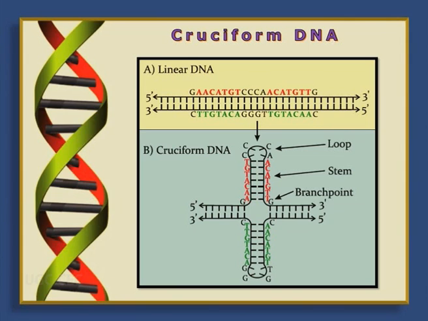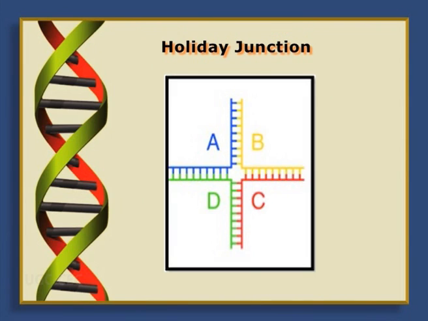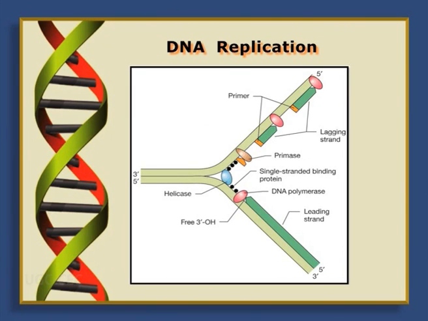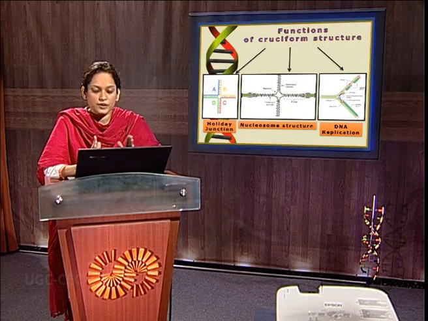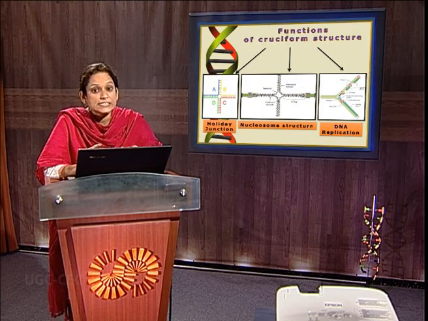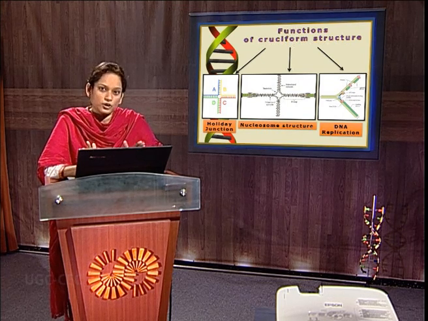Now, what is the function of this cruciform structure? The cruciform structure is recognized by proteins. These proteins play a very important role during DNA recombination, in the formation of nucleosomes, and during DNA replication and repair. So, the cruciform structure is involved in these physiological processes, namely recombination, nucleosome formation, DNA replication, etc. If there is malfunctioning of the cruciform structure, then it has been implicated in diseases like Werner's syndrome. So there comes the first unusual structure of DNA.